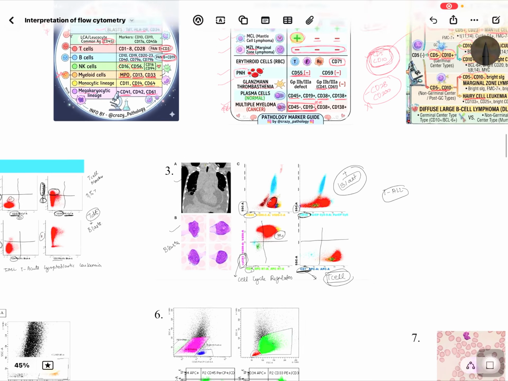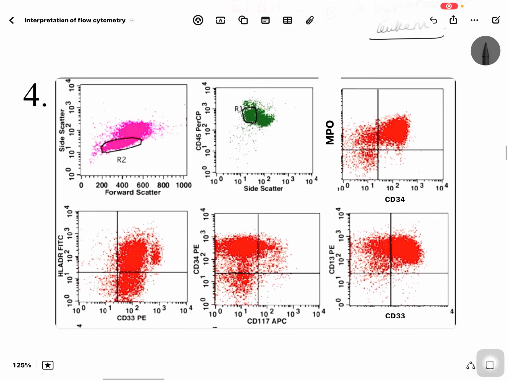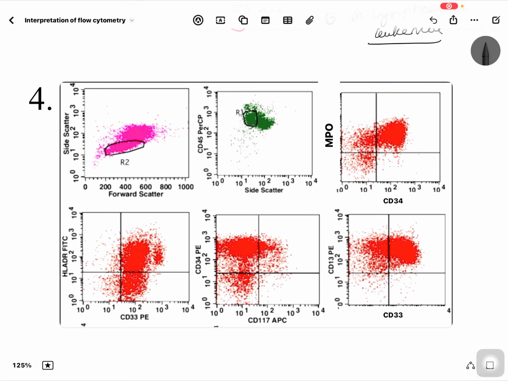Understood? Okay. Moving on to the fourth example, which is this. This is telling you side scatter and this is telling you about the forward scatter. And they have told you which population you should be focusing on, that is R2.